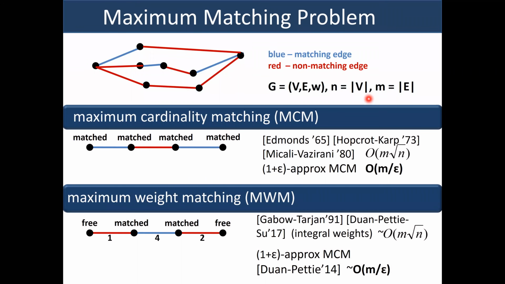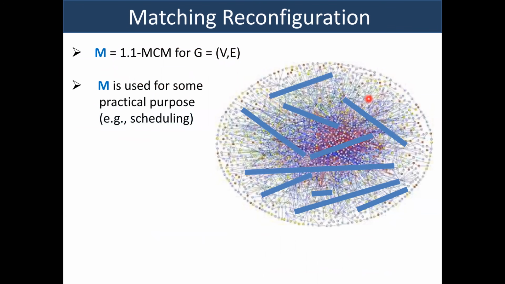The maximum matching problem is a fundamental combinatorial optimization problem, and we can consider either the unweighted version, where we would like to compute a maximum cardinality matching, or MCM, or the weighted version, where we would like to compute a maximum weight matching, or MWM. This problem has been extensively studied over the years in a variety of settings, but we are going to consider it from a perspective of reoptimization or reconfiguration. Let me try to explain what I mean by that.